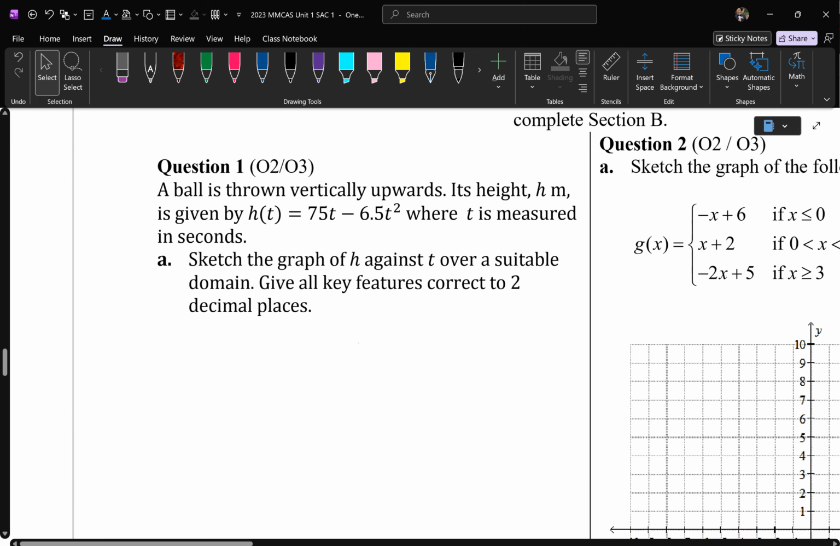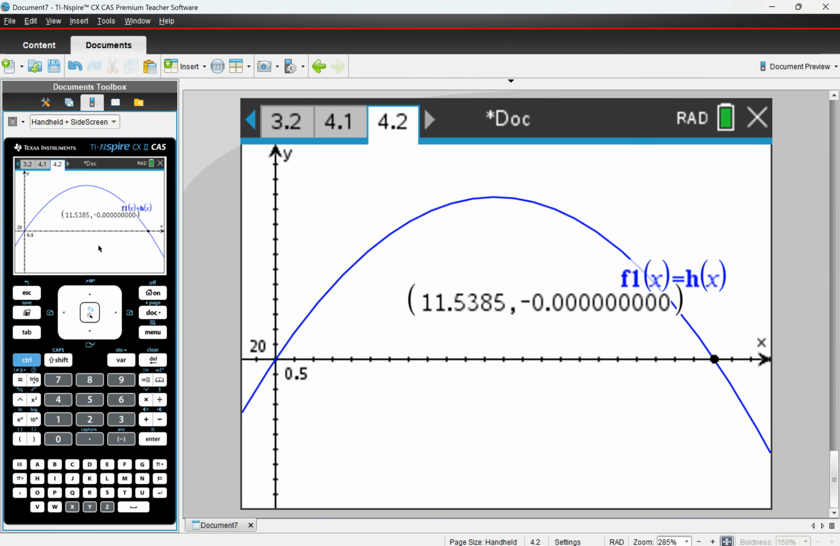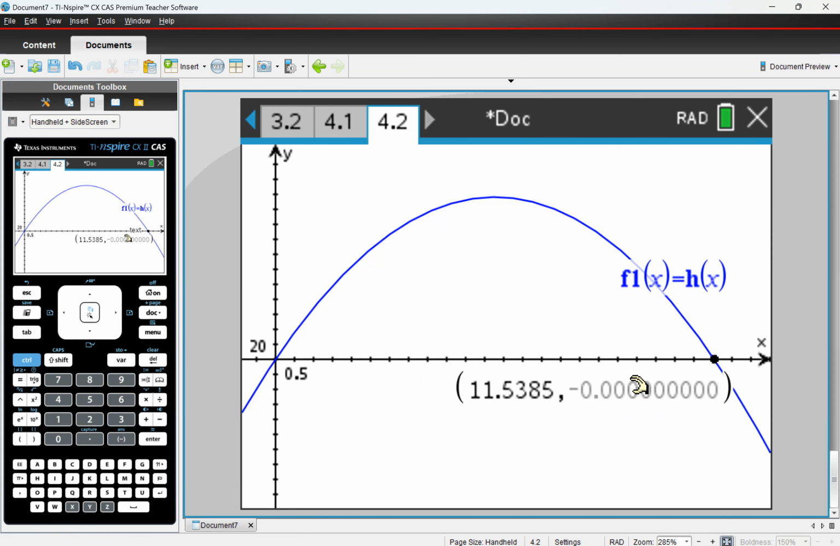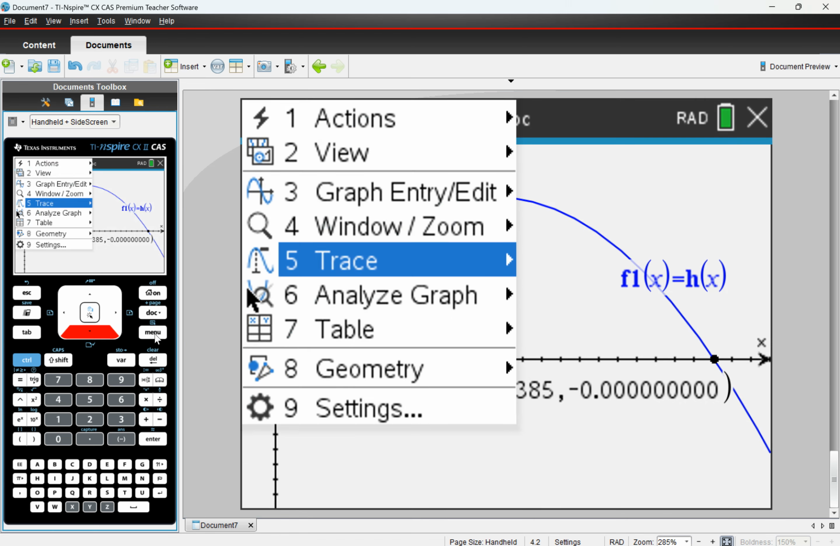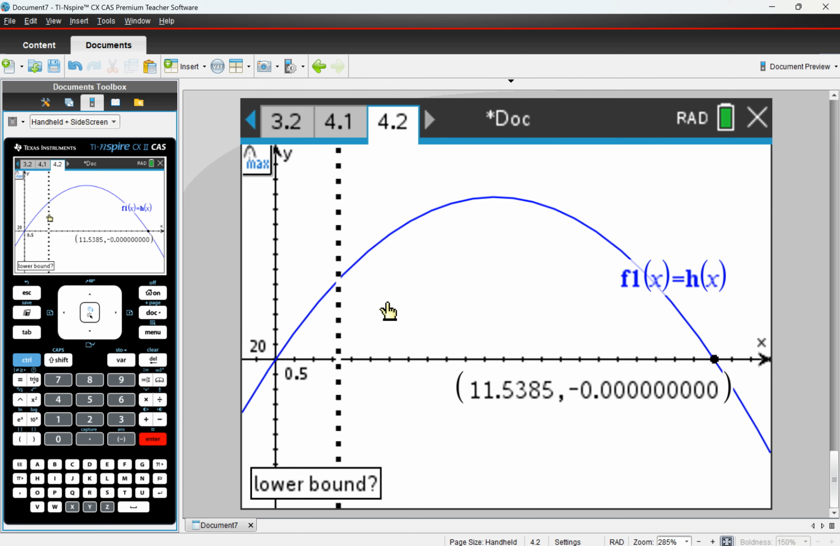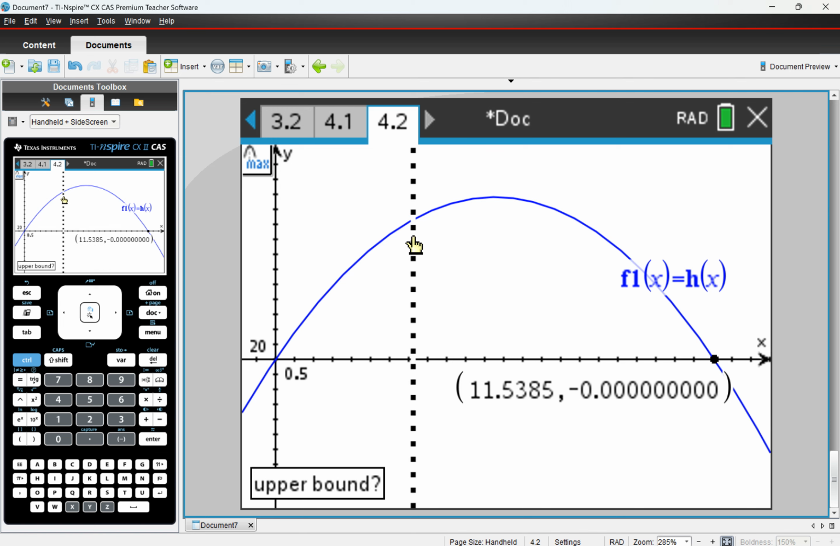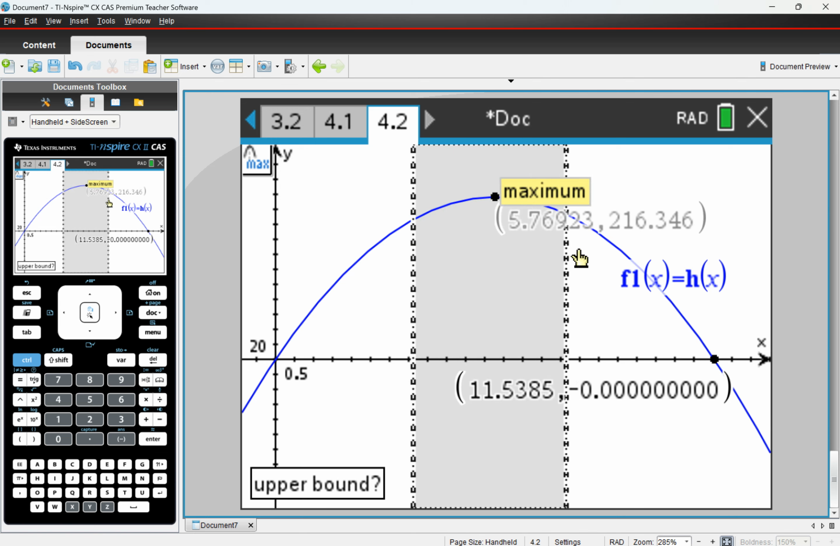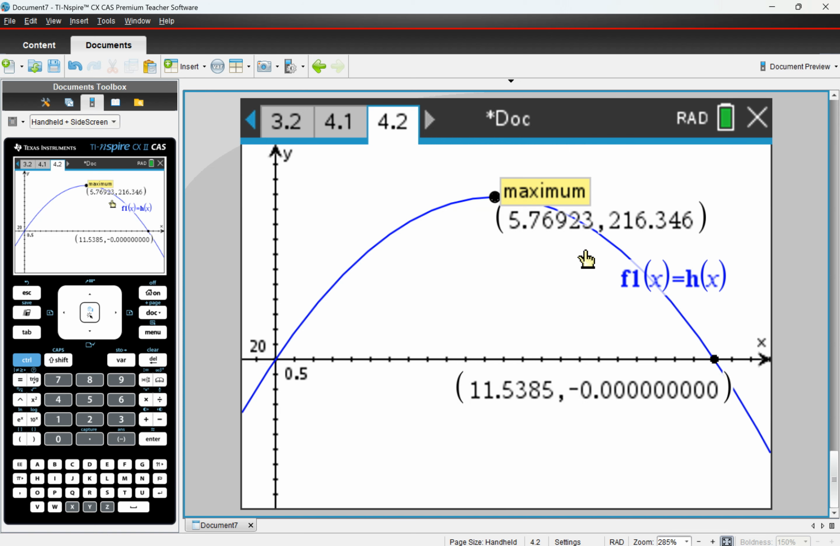Eyes and ears towards the board. Here we go. So, you know how to find x-intercepts already? It's menu 6-1. We already know that's 0, 0 there. Need to find the maximum, which is a turning point. So you can do it again. Menu 6, maximum. If it's a minimum graph, then you use minimum. But in this case, we're looking for the maximum. So menu 6-3 again. Estimate where the maximum is. Click to the left of the maximum once. Click to the right of the maximum twice.